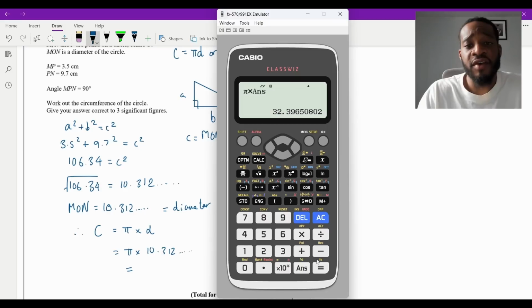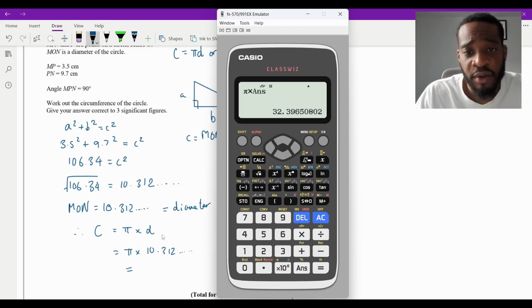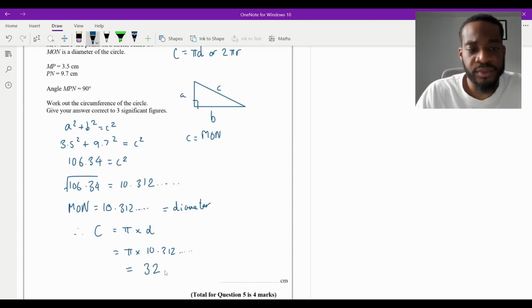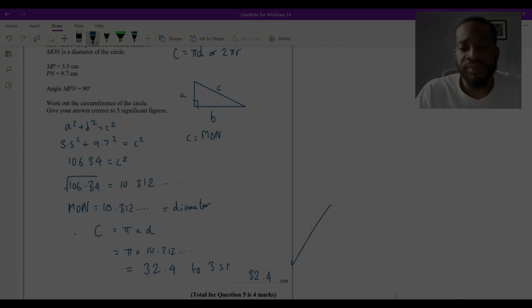And they want it to three significant figures, which is going to be to the first decimal place, which is going to be 32.4. Yep, so just put 32.4. And that's it. And that's question 5 finished.